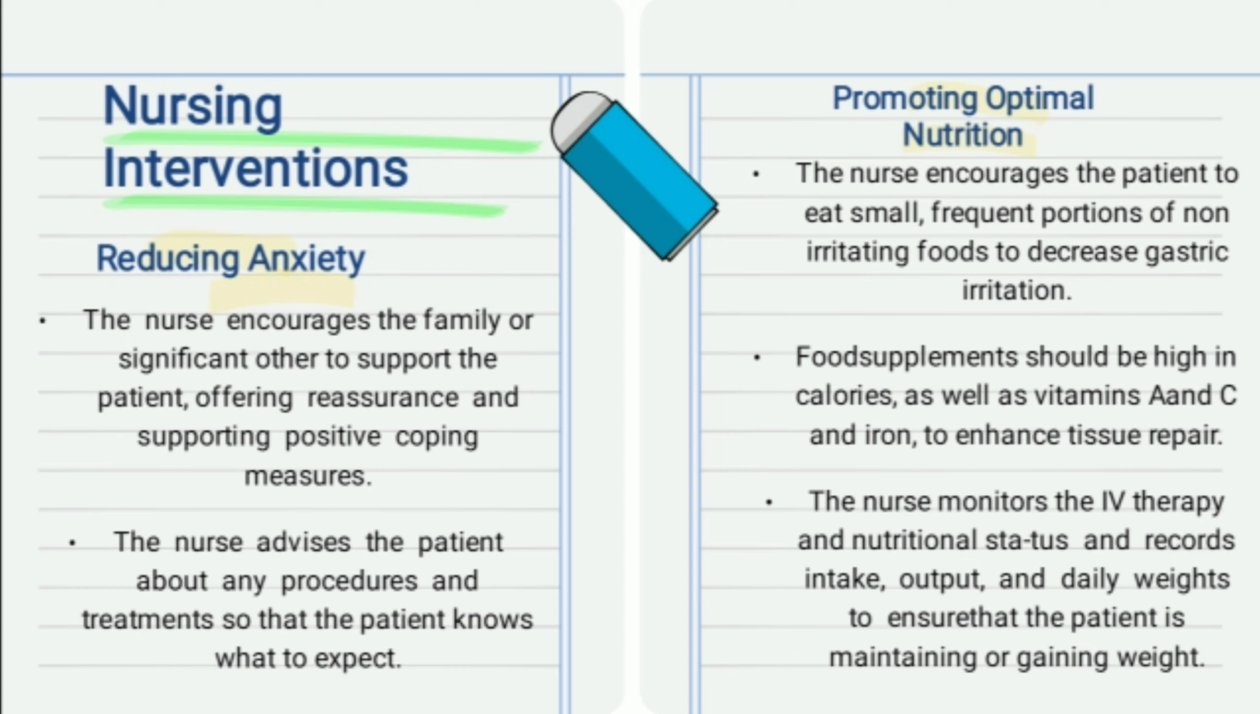In promoting optimal nutrition, the nurse encourages the patient to eat small, frequent portions of non-irritating foods to decrease gastric irritation. Food supplements should be high in calories as well as vitamins A and C and iron to enhance tissue repair. The nurse monitors the IV therapy and nutritional status and records the intake and output and daily weights to ensure that the patient is maintaining or gaining weight.